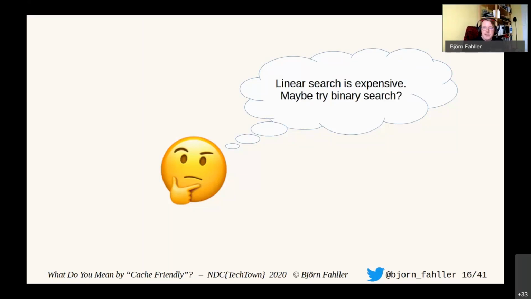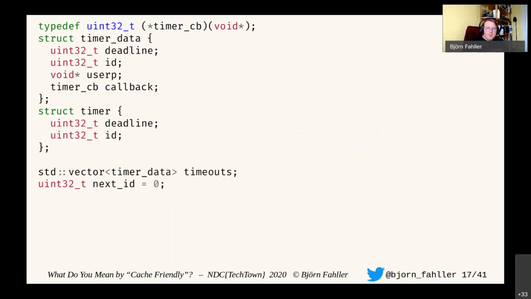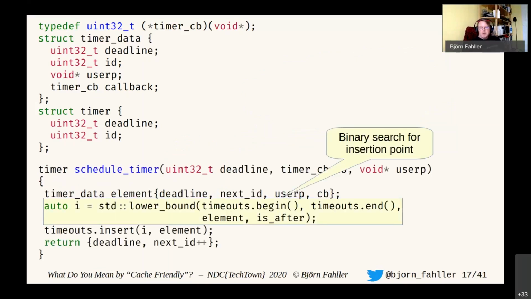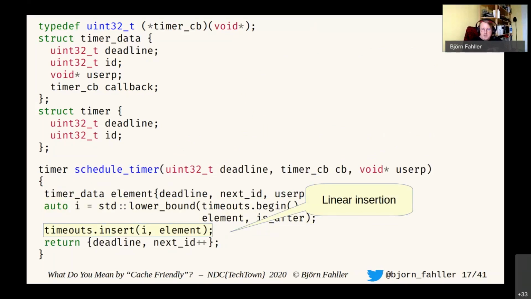We can try a binary search. So this is fairly easy. The store is already sorted in timeout order. So it's just a matter of how we search for it. So schedule timer, we can use the lower bound function from the standard library. This does a binary search to find the insertion point, and then we do the insertion. This is a linear operation though, so maybe we're not gaining much. We'll see.